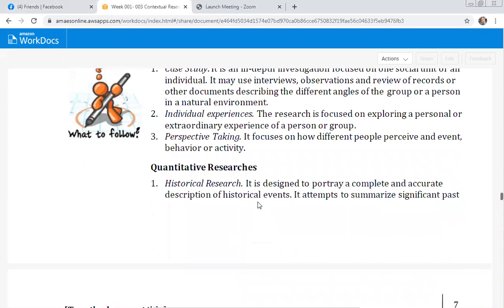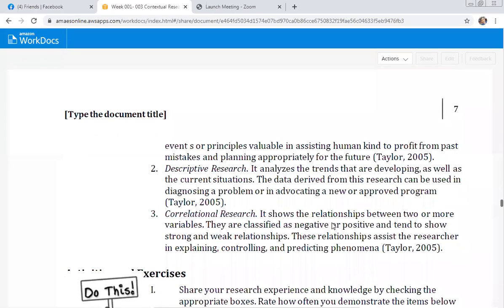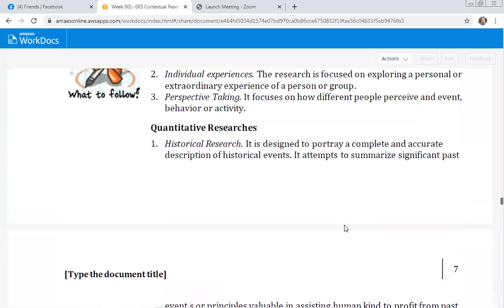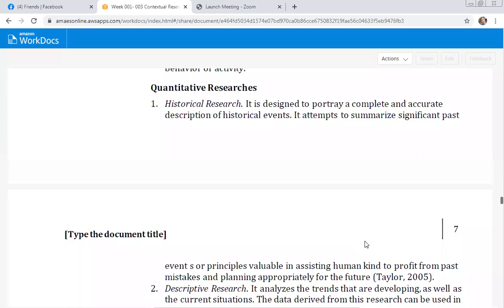Okay. So for quantitative research, we have three also. We have historical, descriptive, and correlational. Historical researches are designed to portray a complete and accurate description of historical events. It attempts to summarize significant past events or principles valuable in assisting humankind to profit from past mistakes and plan appropriately for the future. Okay, so let's talk about this pandemic.